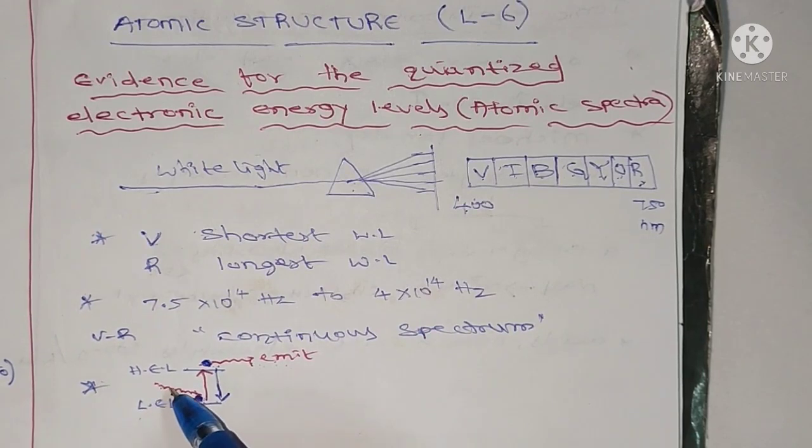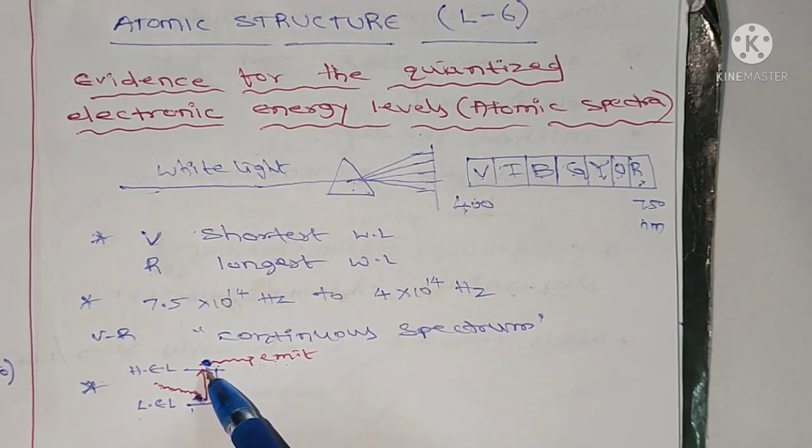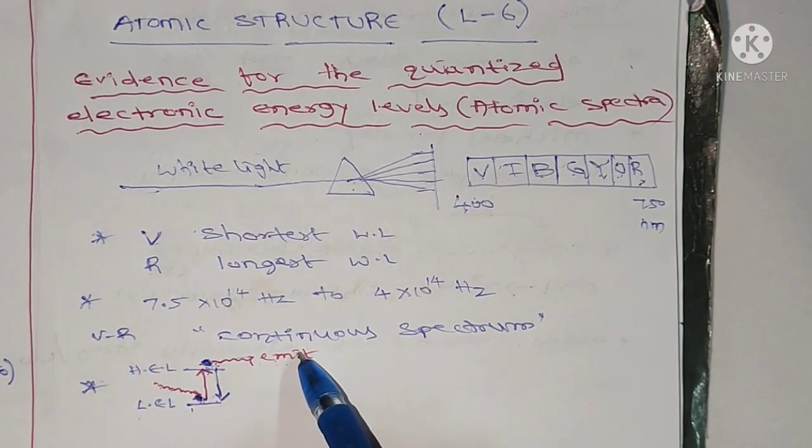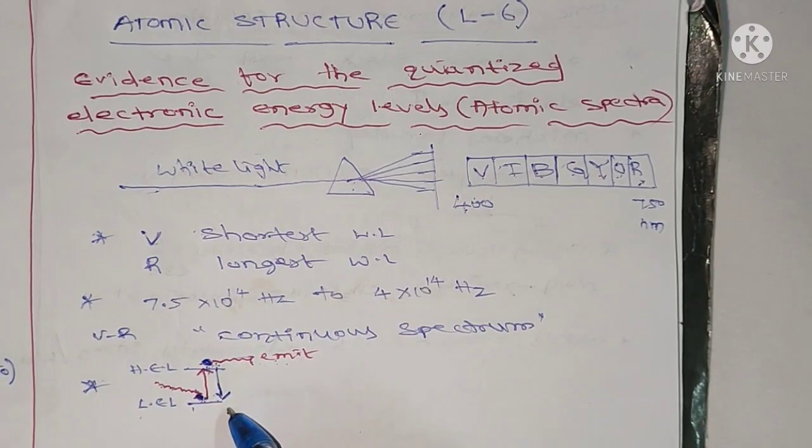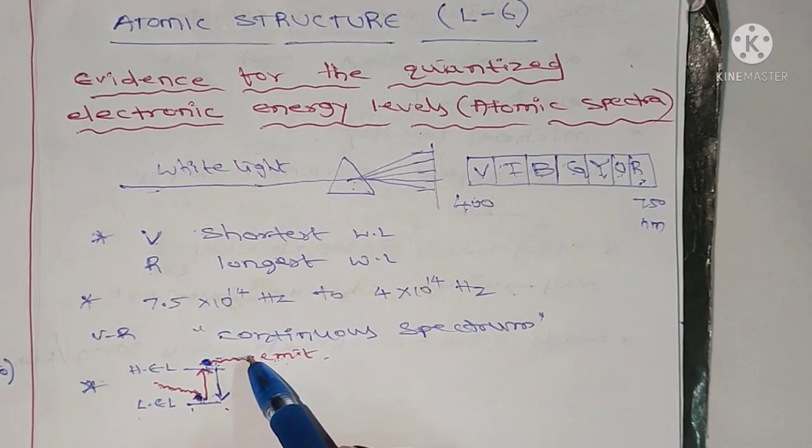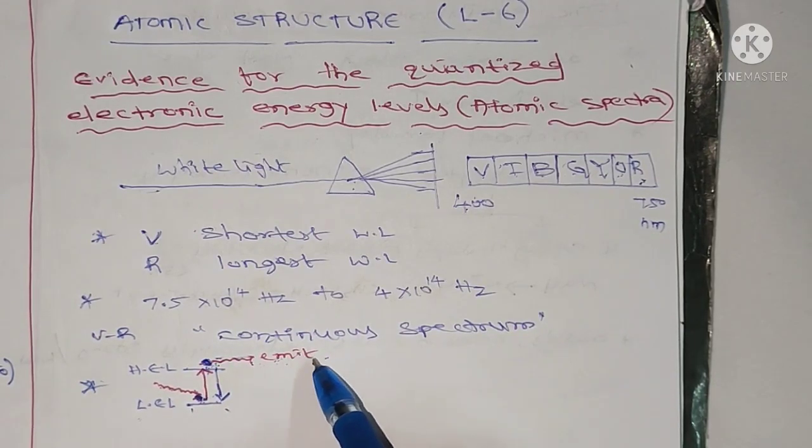So when electromagnetic radiation interacts with atoms or molecules and energy is absorbed, the atoms or molecules are excited to the higher energy level. At the higher energy level, they are unstable, so they emit the radiation and come back to the lower energy level. This emitted radiation will give the spectrum.